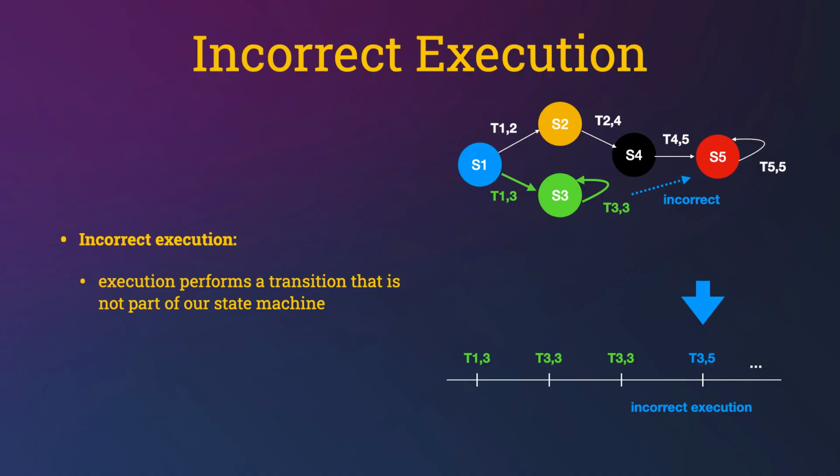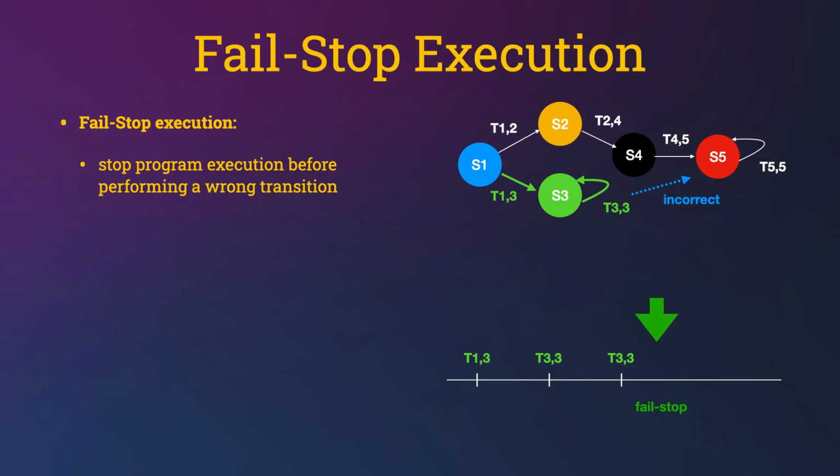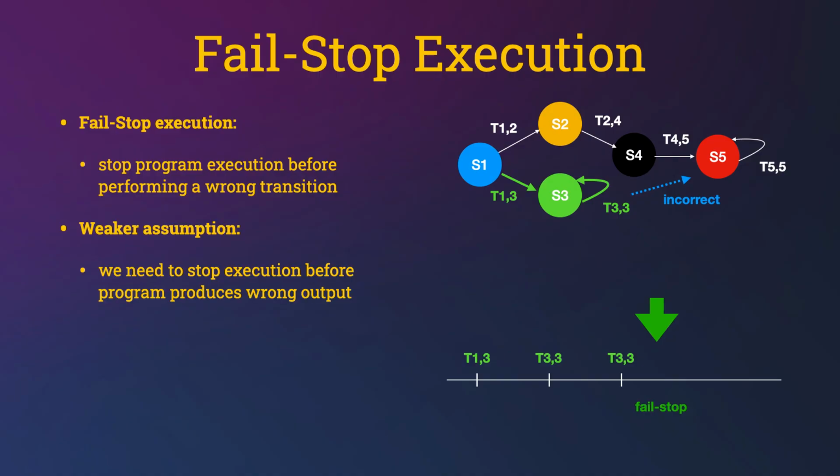And what we want to do in a fail-stop execution is to make sure that this transition cannot happen. So before that transition happens, or could happen due to fault or some external influence, we want to stop the execution of our program. Actually, in reality, we might even be happy with a weaker assumption in which we just stop the program execution before it produces a wrong output.